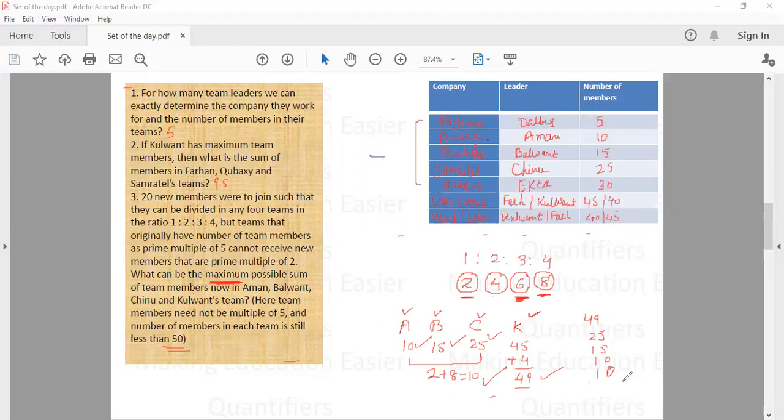So if I add up all these numbers now, it comes out to be 109. So the answer to the last question is 109, right? So this can be the maximum number of people in the 4 teams of Aman, Balwant, Chinu and Kulwant. So this was the set. Thank you to all of you.